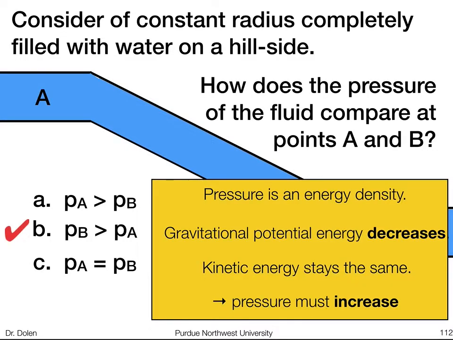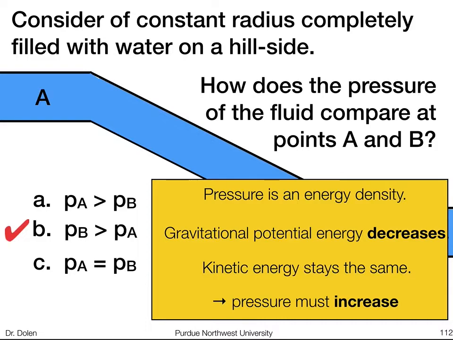The answer is B. The pressure goes up. The pressure at point B is greater than the pressure at point A. So pressure is an energy density, right? As I move from point A to point B, the gravitational potential energy is decreasing, and so the gravitational energy is going down, but the water can't move any faster.